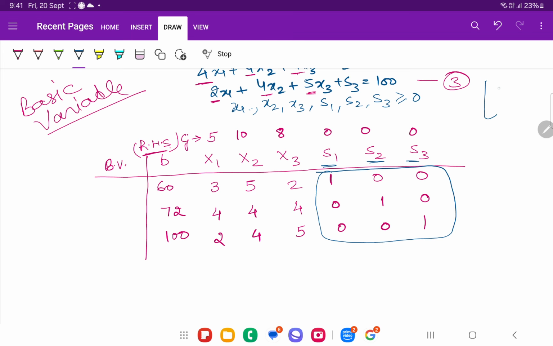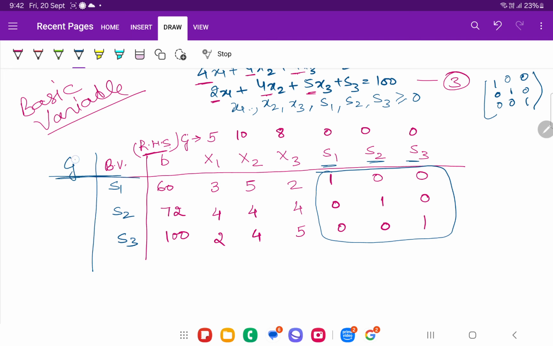What is identity matrix? The matrix in which all the diagonal elements are 1 and the remaining elements are 0, that is known as identity matrix. So in the basic variable column, I will write those variables in which identity matrix is getting formed.